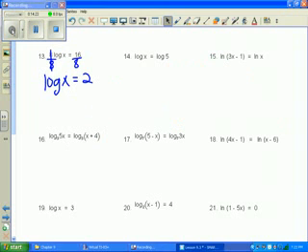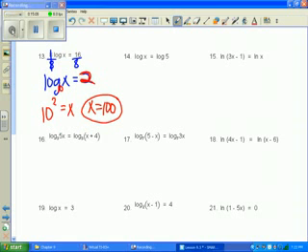Now, here's the deal. You need to remember this: if you have a single log, the way to fix it is to change this into exponential form. So what does that mean? To change it into an exponent. The understood base here is 10. Log base 10. So what is it saying? 10 to the second power equals x. Therefore, x is 100.